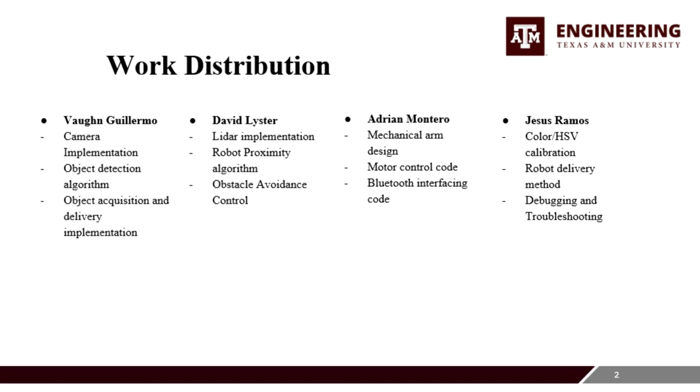For work distribution, Vaughn implemented the camera in order to create an algorithm for the object detection. He also implemented the object acquisition and delivery algorithm into the main code. David implemented the LiDAR in order to create a proximity algorithm which is used to control the robot for the obstacle avoidance. Adrian designed and programmed the controls for the mechanical arm. He also implemented the Bluetooth interfacing code for the LEGO Mindstorms EV3. Jesus calibrated the objects so that they could be detected by the algorithm. He also created the algorithm for object delivery, and he helped with the debugging and troubleshooting.